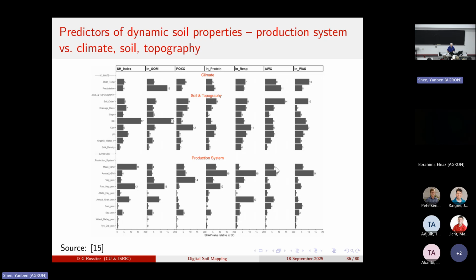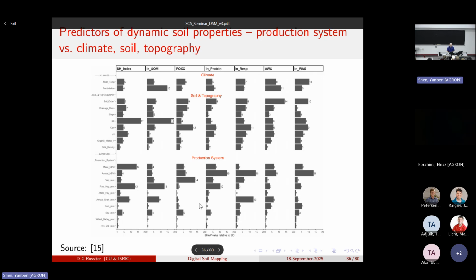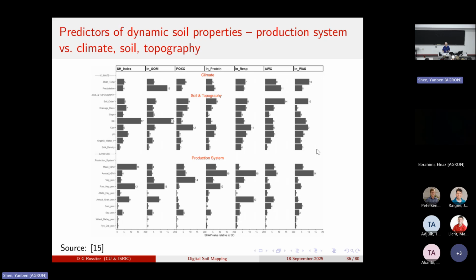Anyway, so you get these predictors of the dynamic soil properties. This is an idea of how important the variables are, but the one at the bottom, you see the production system here. So these variables above the production system actually turn out to be quite important in the digital mapping of soil health indicators.